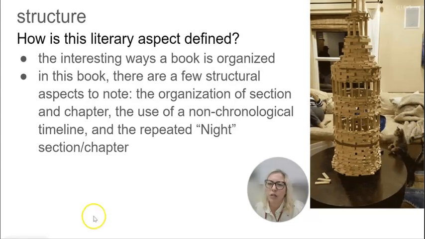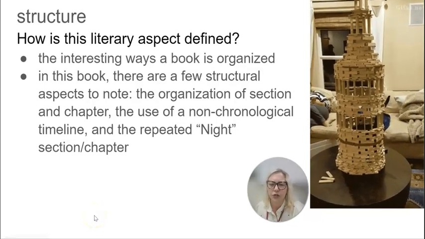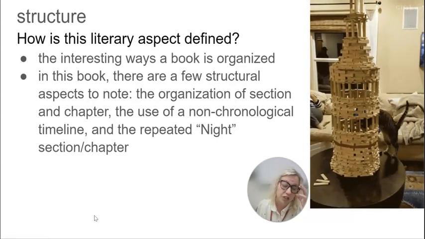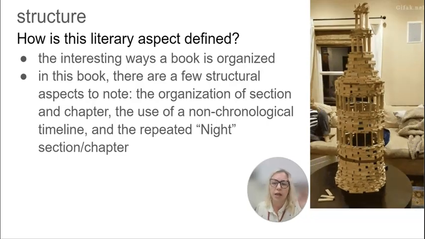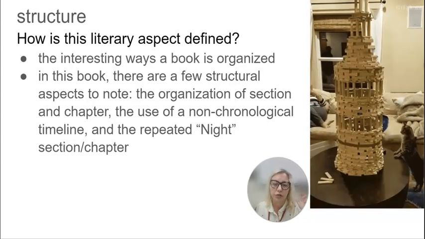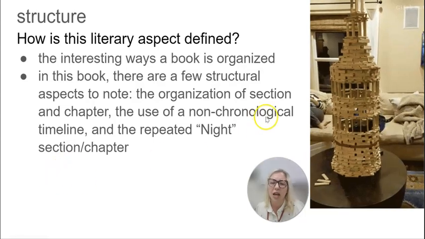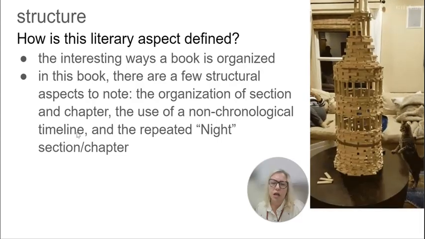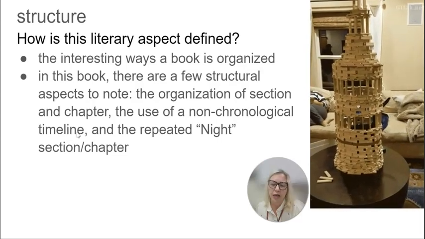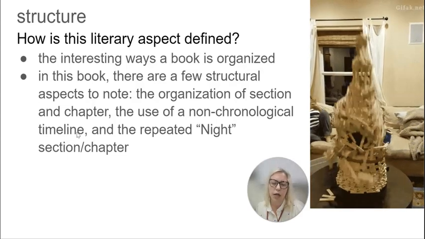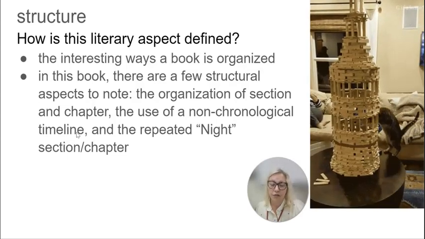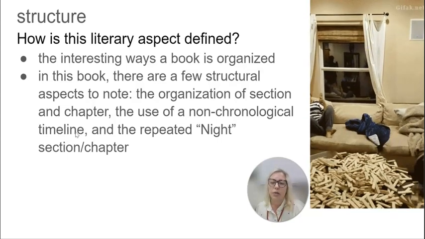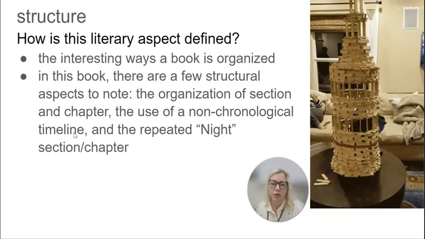Yes. In this book, there are a few structural aspects that are interesting. First of all, the organization of section and chapter. So you'll notice that each section has a Roman numeral and a name, and then each section has chapters that are numbered. The use of a non-chronological timeline is important. Offred goes back and forth in between the time before and the time now, paragraph to paragraph, right? And that can be really confusing as we read the book. It's an important way in terms of how the book is structured.